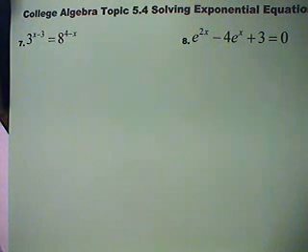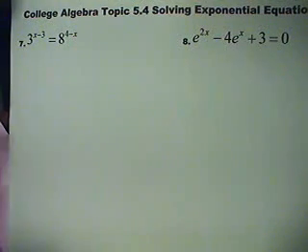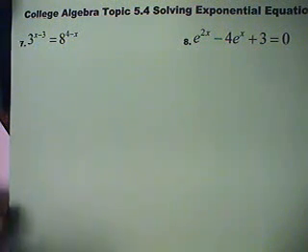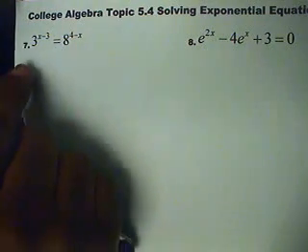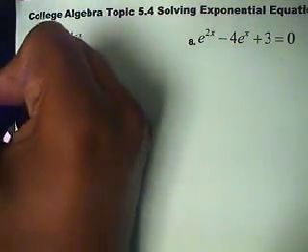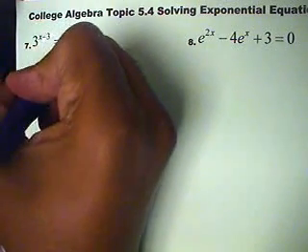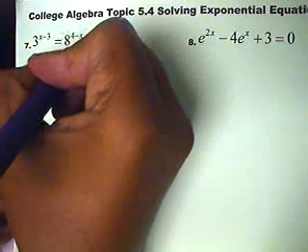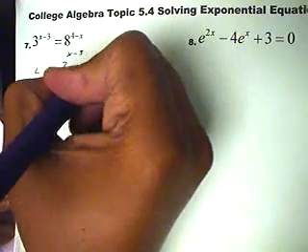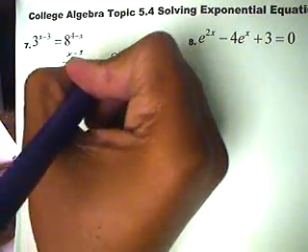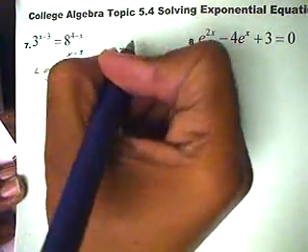College Algebra, topic 5.4, solving exponential equations. We're going to solve number 7 by putting a logarithm on both sides of the equation. I'm going to put a log base 3 on both sides. Log base 3, 8, 4 minus x.